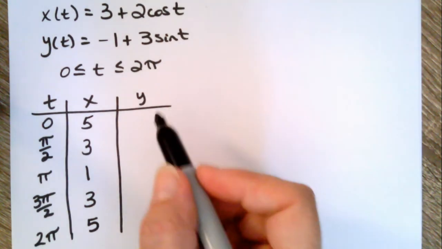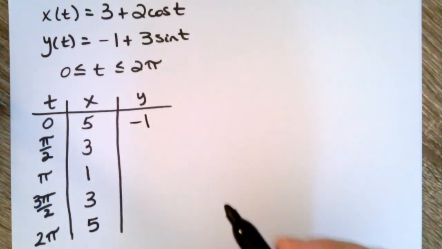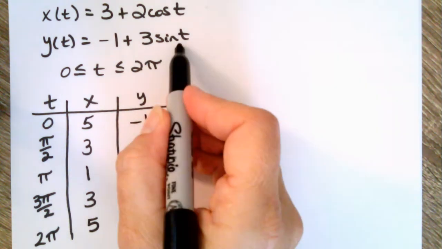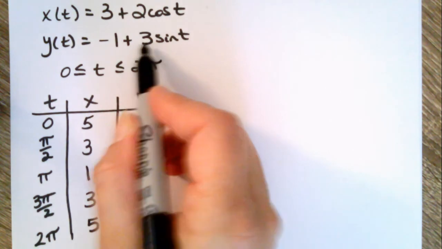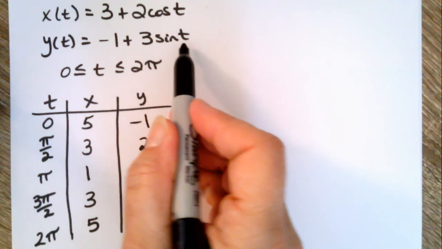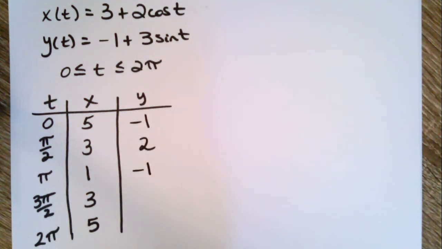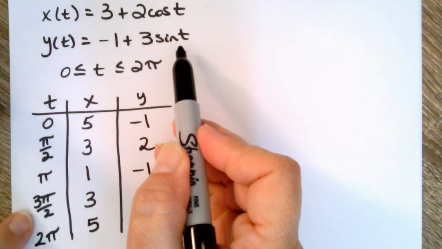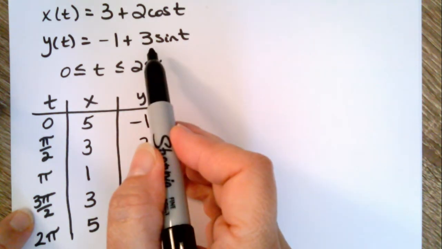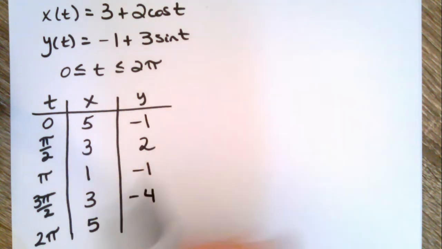For the y equation, if I plug in 0, sine of 0 is 0, so this is going to be -1. Sine of pi over 2 is 1, so that would be 3 plus -1, which is 2. If I plug in pi, sine of pi is 0, so I get -1 again. Sine of 3 pi over 2 is -1, so that would be -3 plus -1 is -4, and then 2 pi, of course, I'm back around coterminal with 0, back to that -1.